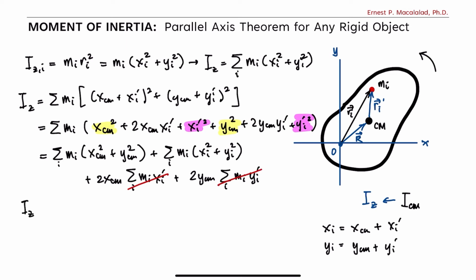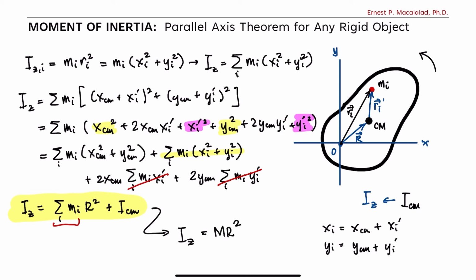Hence, the moment of inertia Iz will now be equal to the sum of Mi times r squared, where r is the distance between the origin and the center of mass, and that is equal to the square root of Xcm squared plus Ycm squared. This is for all i. And this term would be the moment of inertia of this object about its center of mass. So this becomes plus Icm. Here is the parallel axis theorem. So therefore, the moment of inertia about the z-axis is equal to capital M, where M is the total mass, times r squared, where r is the distance of the center of mass from your origin, in this case our z-axis, our new axis of rotation, plus Icm.